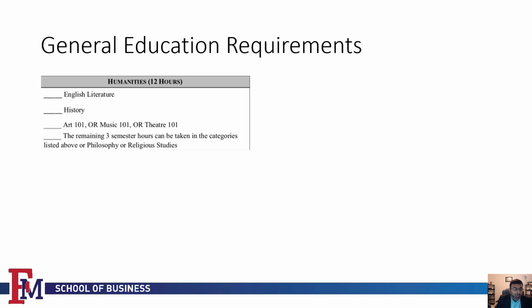You're also required to take an intro to art, music, or theater. Take one of these classes. You are not asked to perform. This is just an art appreciation, music appreciation, or appreciation of theater course. And finally, you're asked to take one elective in humanities, which could be any one of these 3 topics, or philosophy, or religious studies.